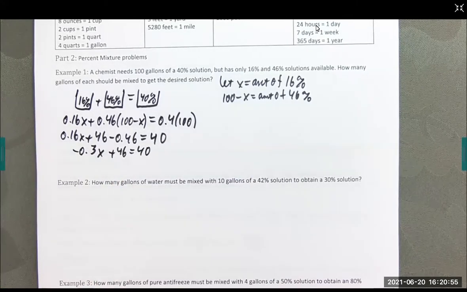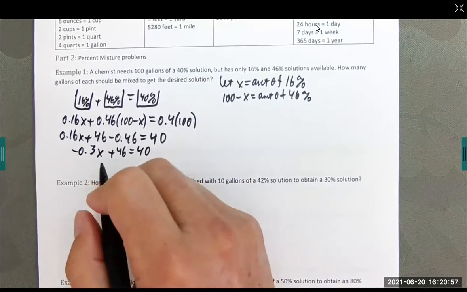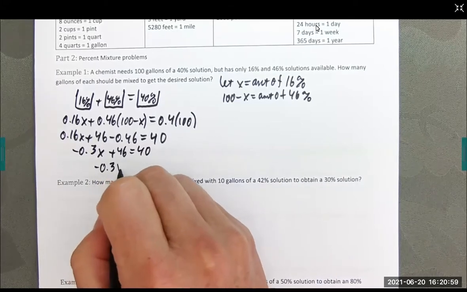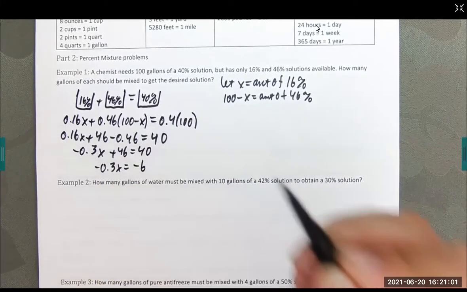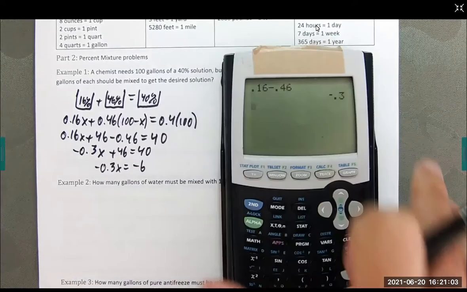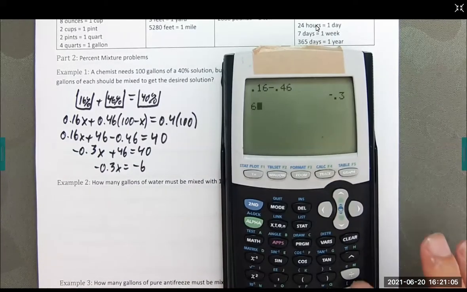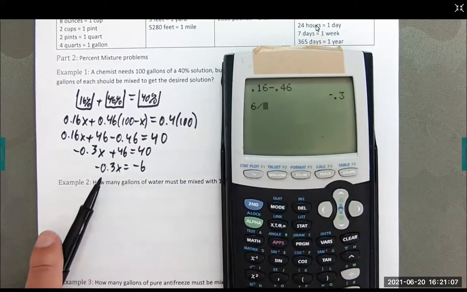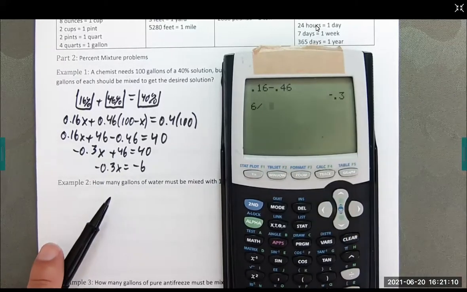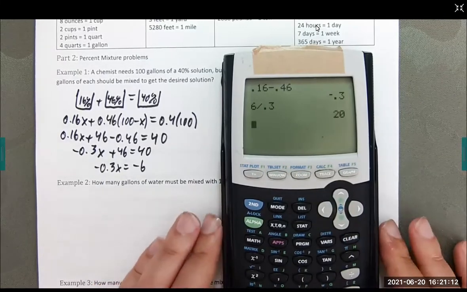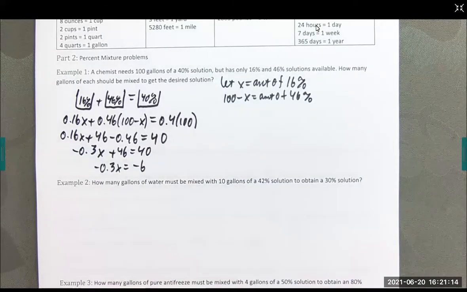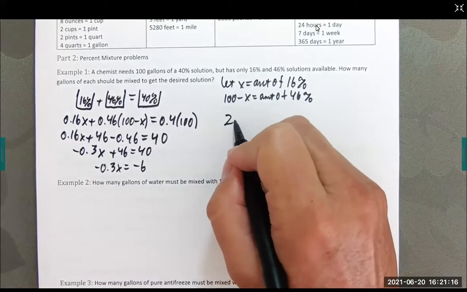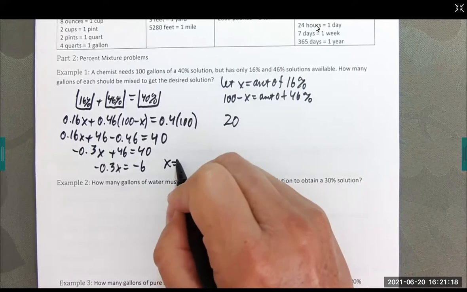Now, I'm going to go ahead and solve this by subtracting the 46. And divide both sides by negative 0.3. So I'm going to go 6 divided. It's a negative divided by a negative, so I don't need to bother with the negatives here. End up with 20. So X equals 20.